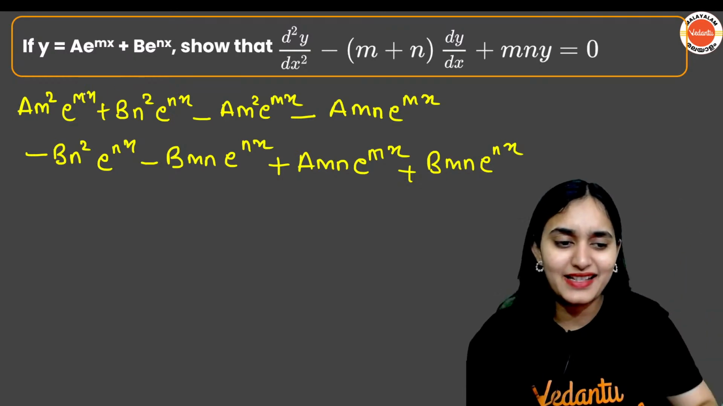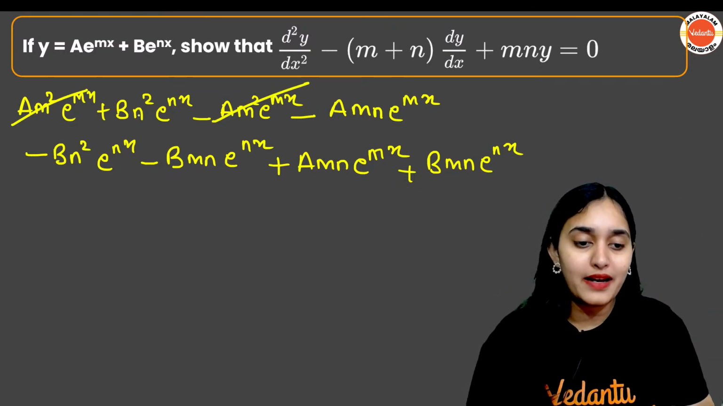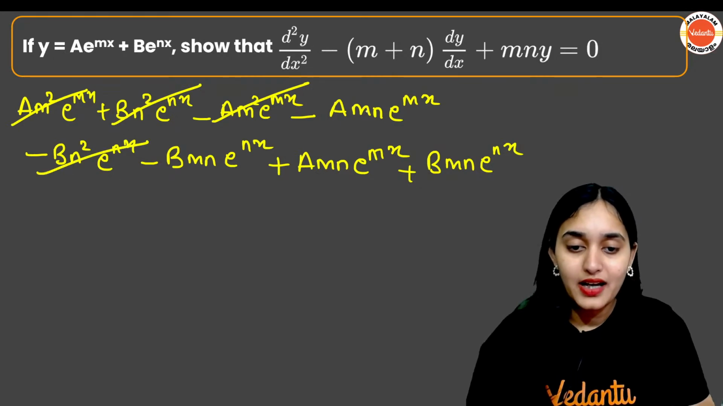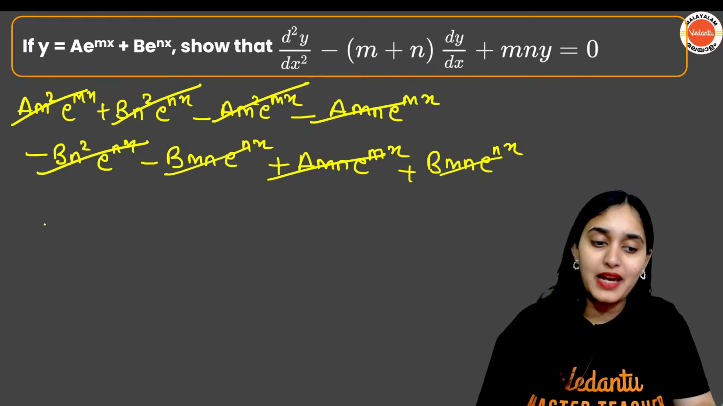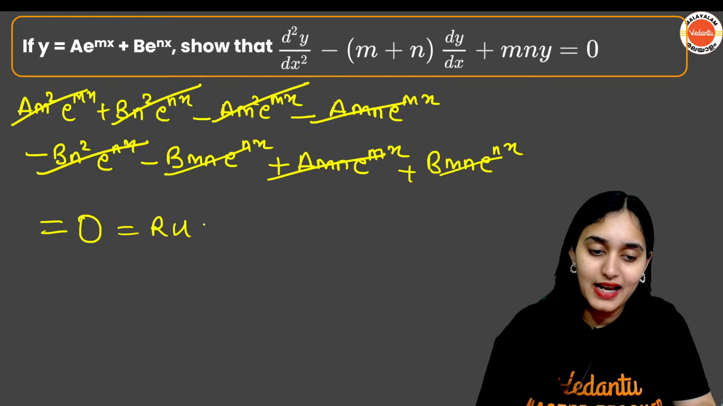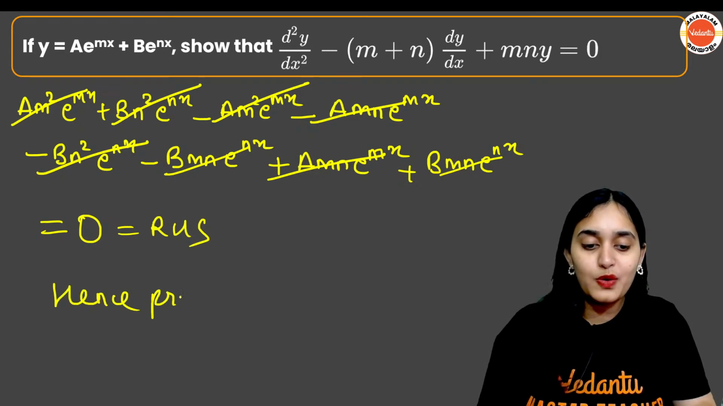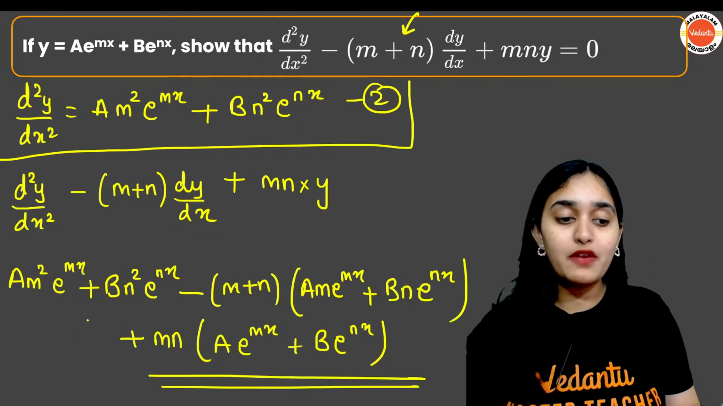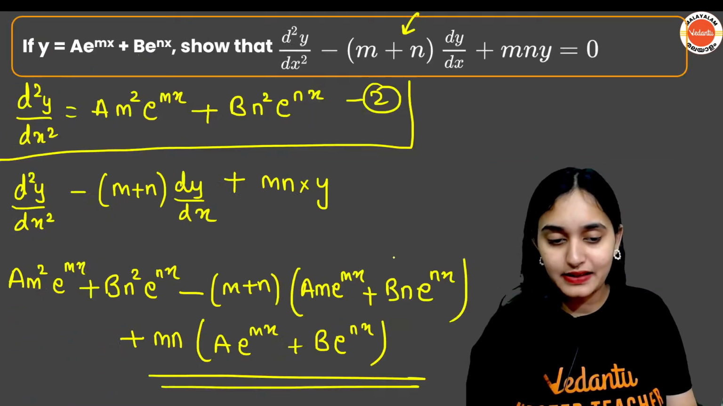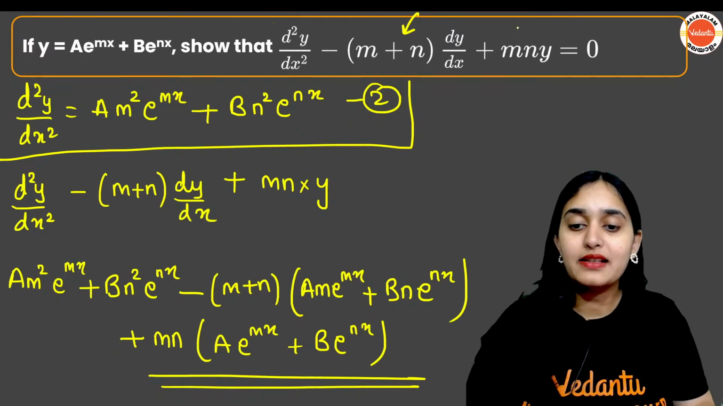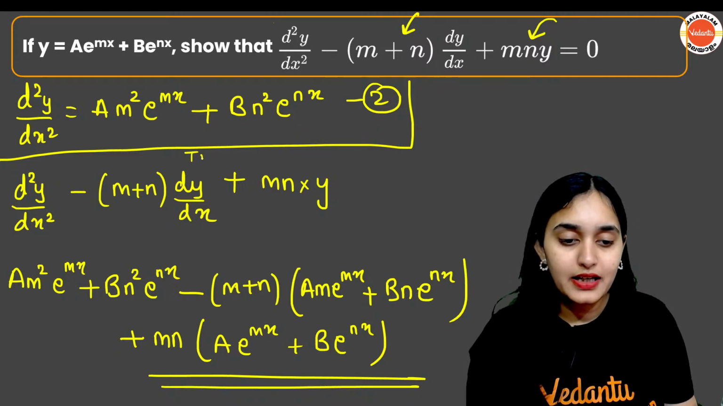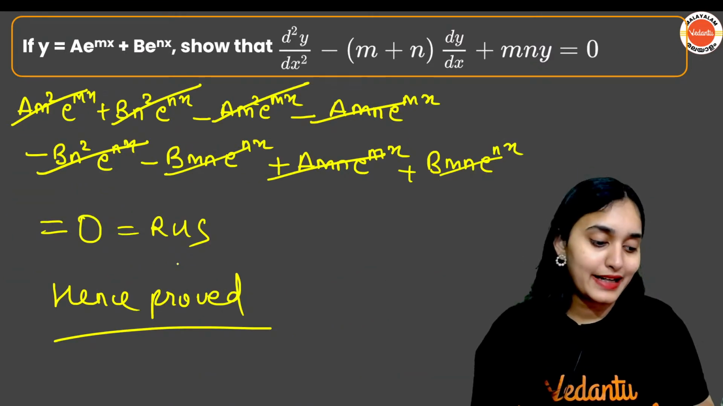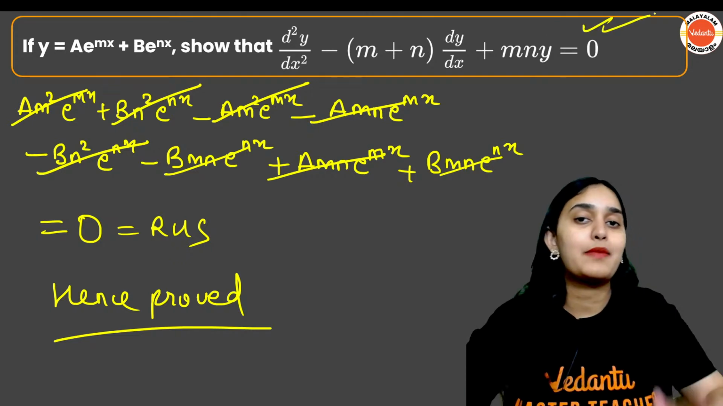Well, yes, everything is getting cancelled. Am square minus am square, bn square minus bn square, minus amn plus amn, minus bmn plus bmn equals 0, equals the right hand side. Hence proved. So simply what we have to do: first we find dy by dx, then we find d square y by dx square, then we put everything in this formula on the left hand side. Taking the left hand side, we have proved it equal to the right hand side, hence proved that this statement is true.